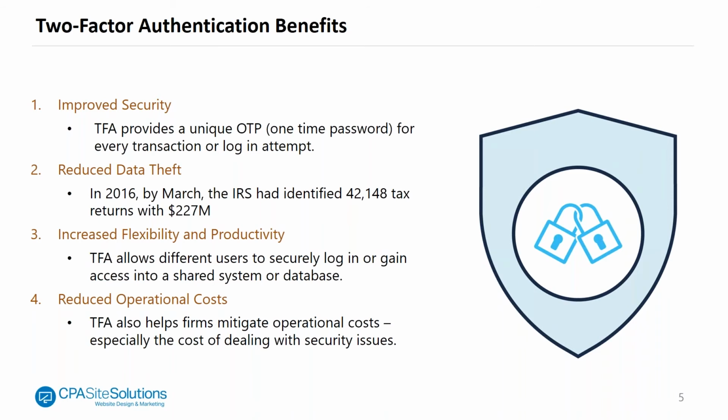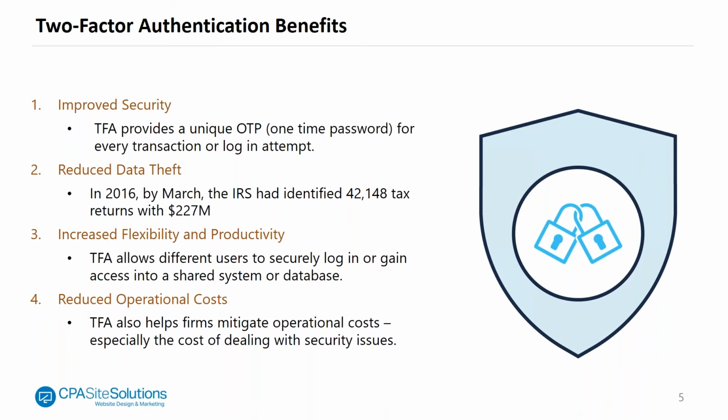Two-factor authentication provides additional benefits in addition to a password. Number one, it's improved security. So this is a unique one-time password for every login attempt, or an additional piece of code or information that is unique to your situation. In our case, we ask you for a PIN code, and then we tie that PIN code to your computer location or your IP address. That locks in that security to prevent someone from some other place from being able to get access to the system. It reduces data theft, which is very important.